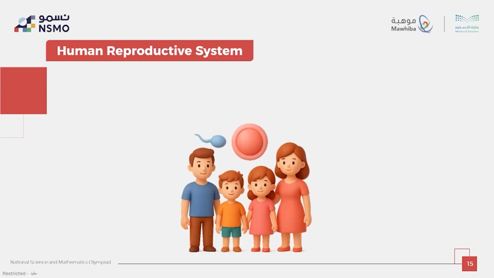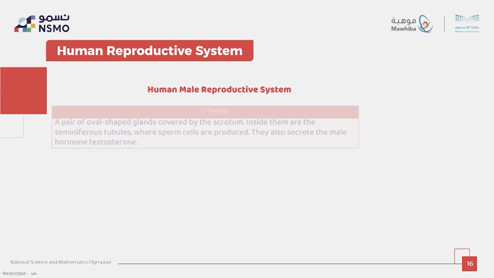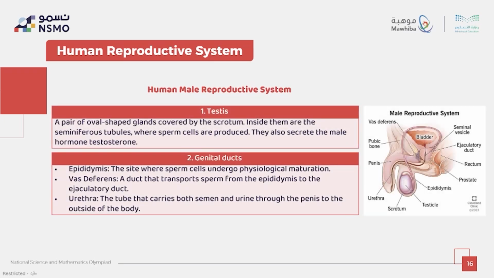Now we move on to the human reproductive system. Its primary function is to ensure the continuation of the human species by producing gametes and sex hormones. First, let's talk about the human male reproductive system. And the first thing that we will talk about is the testes. Okay, the testes produce sperm cells and secrete testosterone, the hormone responsible for male characteristics.